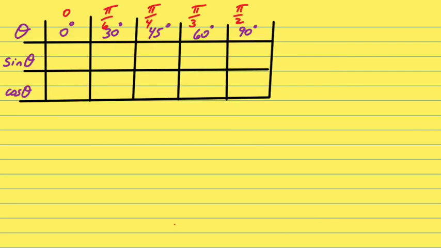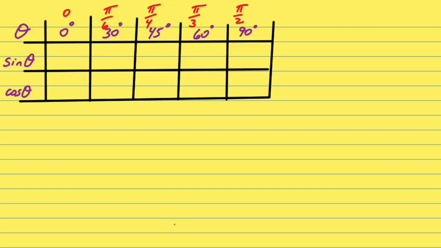Okay, I'm trying to teach everybody how to create the trig table. I put my angles across the top here, first in degrees, and then I put them in red in radians. Now we're going to find the sine and the cosine of each of these angles. Once you learn how to create this table, you can always recreate it.